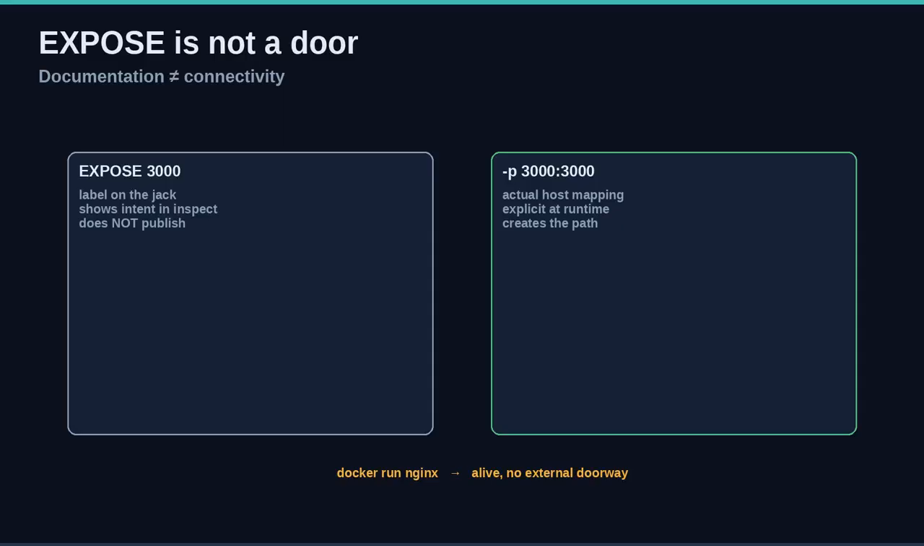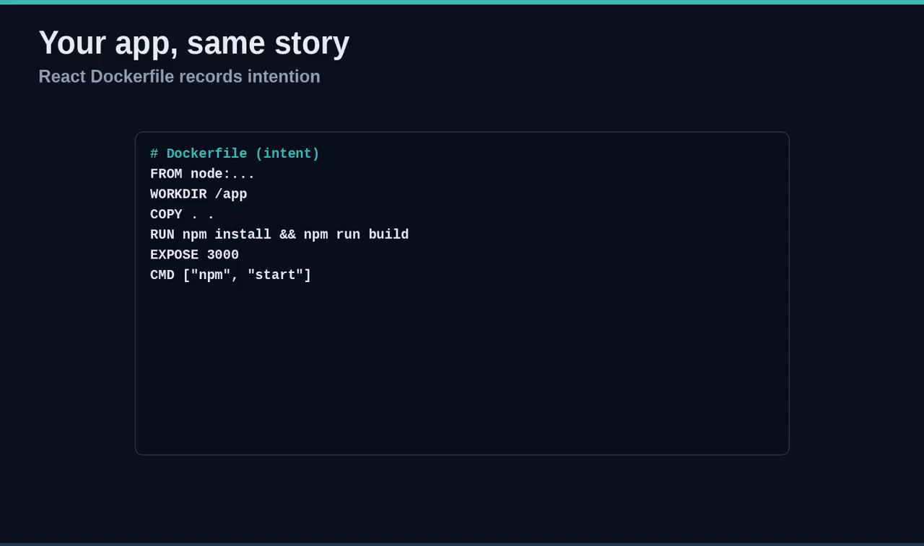There is a trap waiting for every beginner, and the source is blunt about it. A Dockerfile can declare EXPOSE 3000. docker inspect can show exposed ports on an image. That looks like an open door. It is not. Expose is documentation, a note that says, this service intends to listen here. It does not publish anything to the host. Running docker run nginx with no -p leaves you with a living container and no external doorway. Publication is always an explicit choice at runtime, or through carefully designed compose and orchestration later. Documentation is not connectivity.